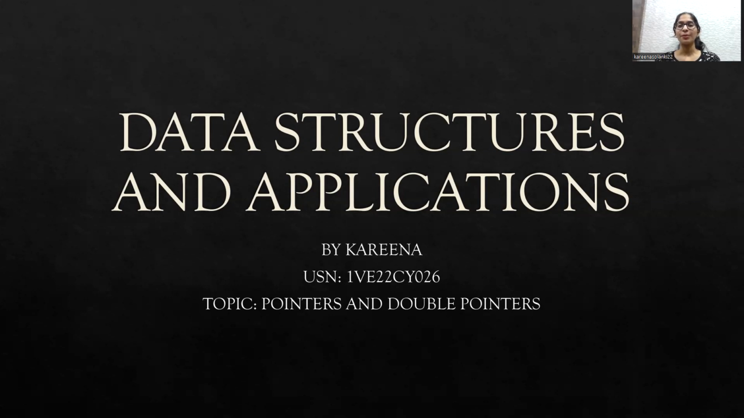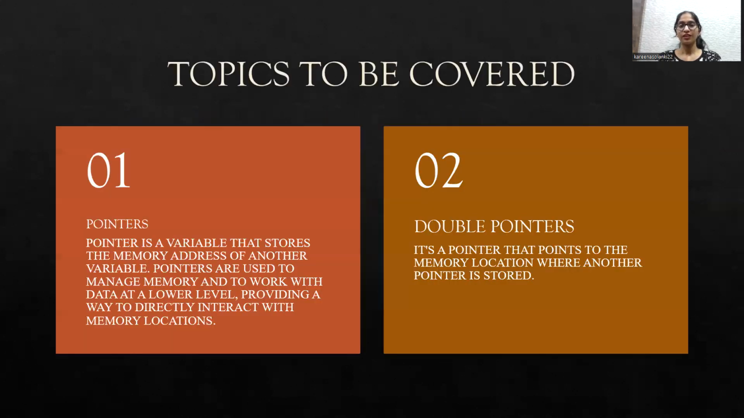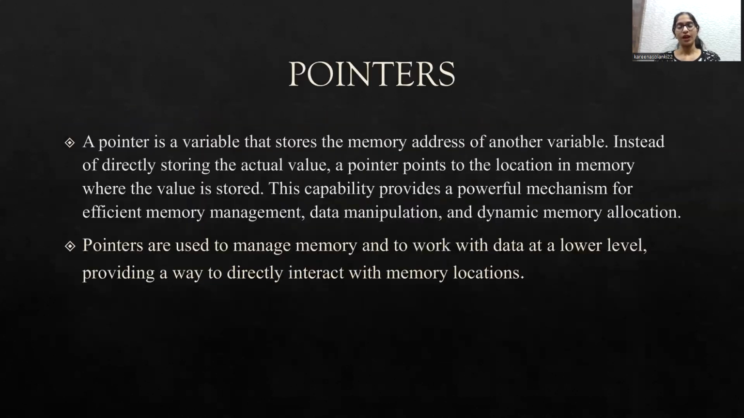Today's subject is all about data structures and their applications, and the main topic is pointers and double pointers. To begin with pointers: a pointer is a variable that stores the memory address of another variable. Instead of directly storing the actual value, a pointer points to the location in memory where the value is stored. This capability provides a powerful mechanism for efficient memory management, data manipulation, and dynamic memory allocation.